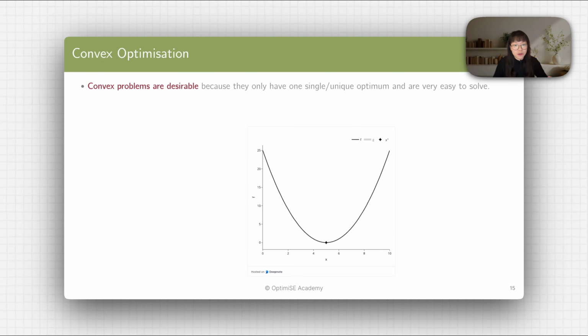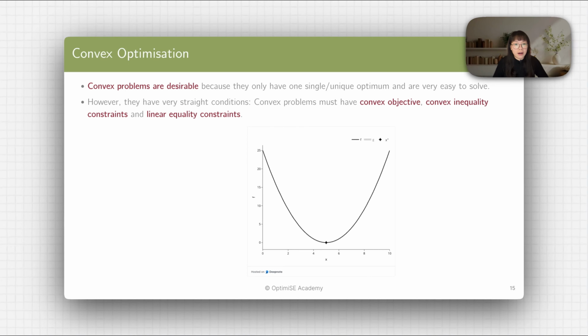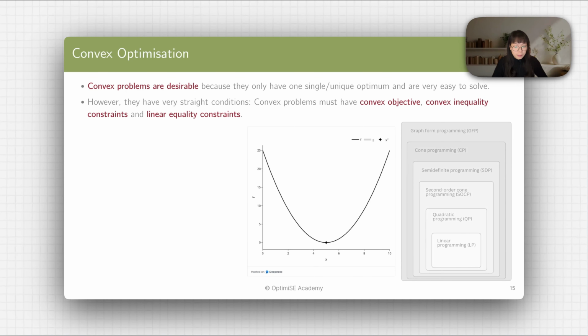Although convex problems are super desirable, the catch is that they are very particular as well. To qualify as a convex problem, the problem itself must have a convex objective, convex inequality constraints, and also linear equality constraints. And there are actually many other types of convex problems. So within the family of convex problems, we have firstly graph form programming, GFP, and then we have cone programming, CP, semi-definite programming, second order cone programming, quadratic programming, and finally, the smallest subset of problems called linear programming.